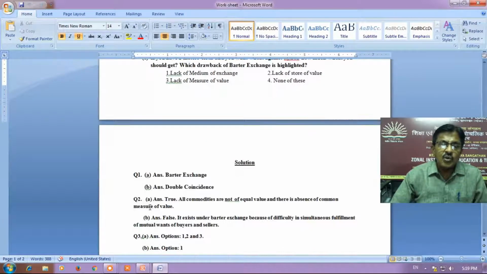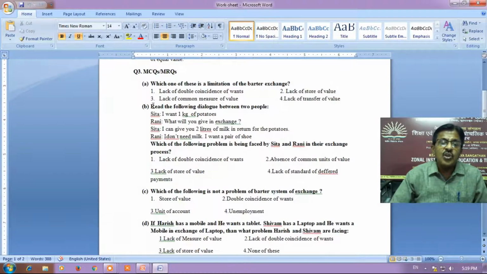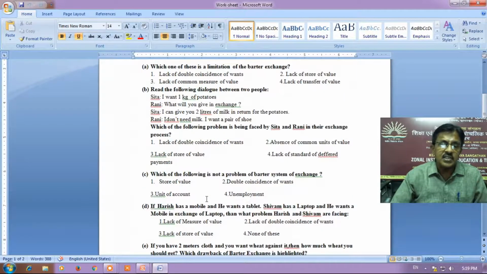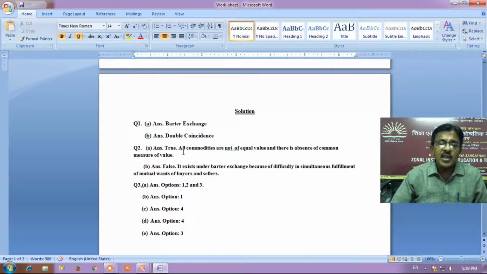Number 2, which statement is true? So first is true. Why is it true? You see, there is no common denomination under barter exchange to express the exchange ratios. Yes, it is true. So what is the reason over here? All commodities are not of equal value and there is an absence of a common measure of value. So you should know that if you do not give the reason, they may cut the mark.